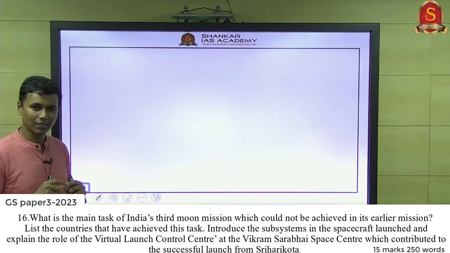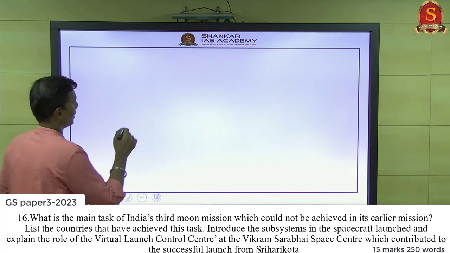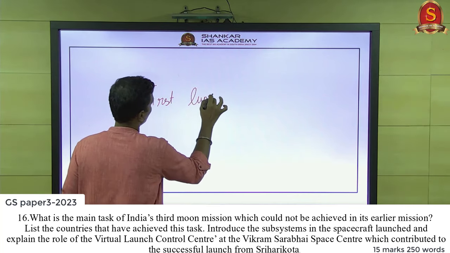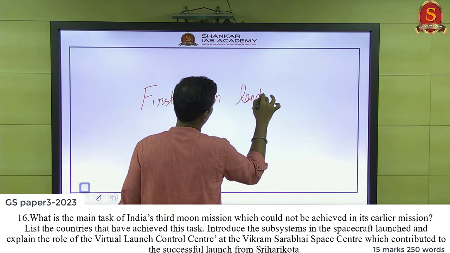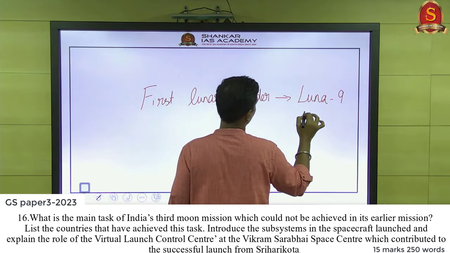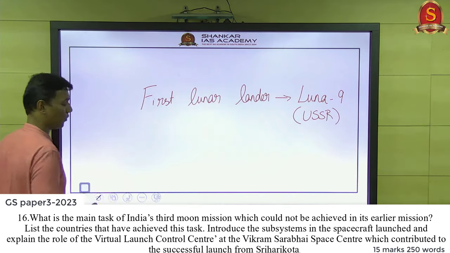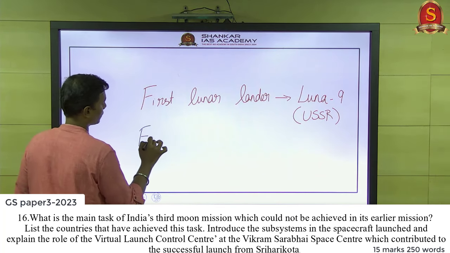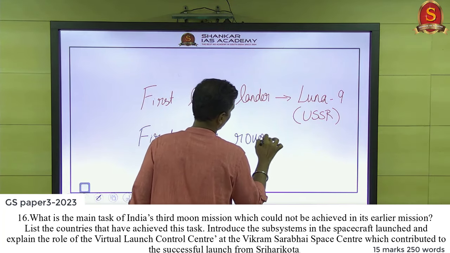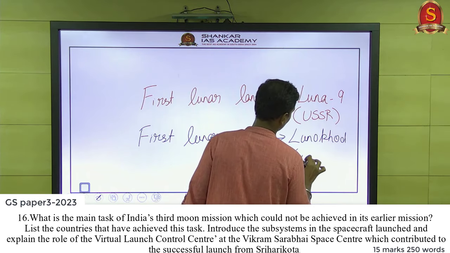When you talk about lunar landing, there are certain facts that you can furnish here. First, when we talk about landing, the first lunar lander is called Luna 9. This was sent by the USSR. The first lunar lander was Luna 9, which was sent by the former Soviet Union. And then the first lunar rover was called the Lunokhod, which was also sent by the USSR.